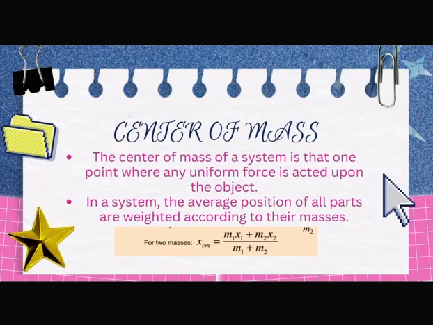So in simple terms, it's like the balance point of an object or a system where the weight is evenly distributed. The formula of the center of mass shows how to find the center of mass when you have two objects. You multiply each mass by its position, add them together, and divide by the total mass.